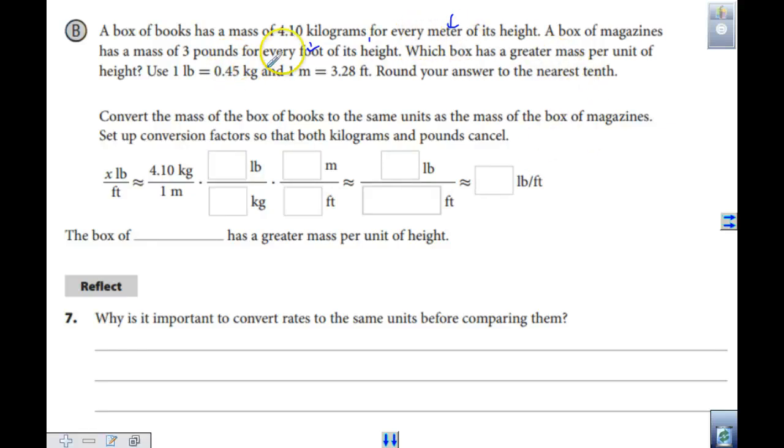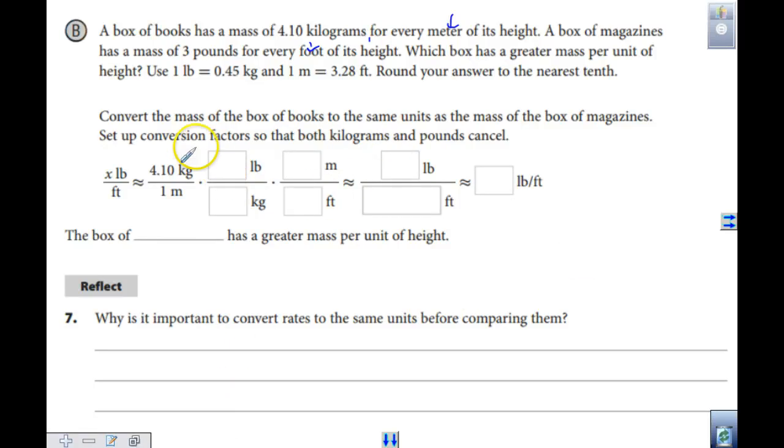Don't confuse, by the way, mass for weight. Kilograms is mass, that's how much matter it has. Pounds is weight, that's how much gravity acts upon it. So an object in space has 0 weight, but it still has mass. So there's a difference between weight and mass. Don't confuse them to be the same thing.